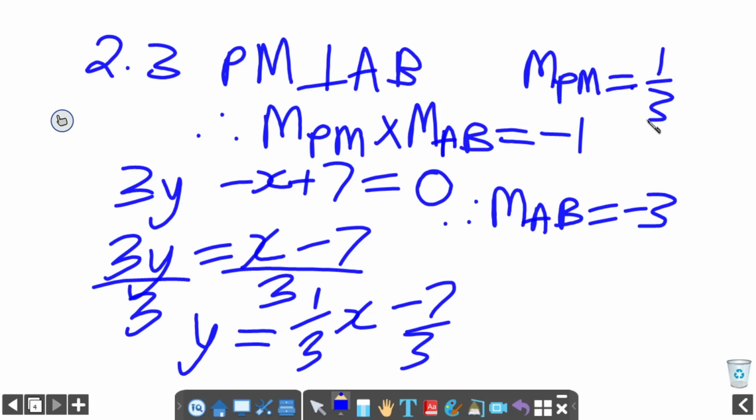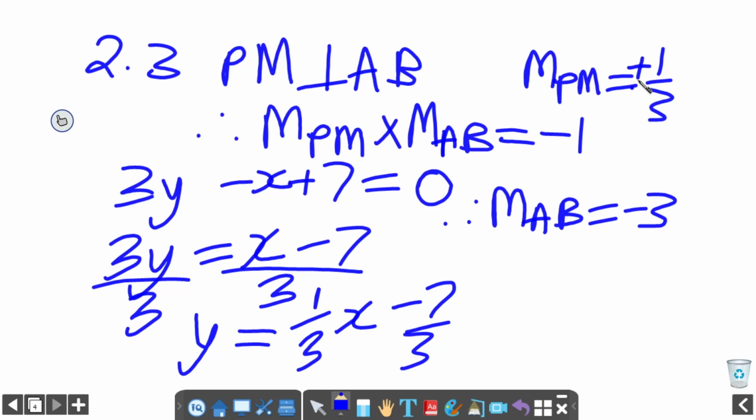Okay. Now from there, we've got the gradient of PM as 1/3. It's positive. When they are perpendicular, what do we do? Reciprocal, yes, which is going to be 3/1. What about the sign? It changes. It's going to be negative. So it's going to be -3/1.